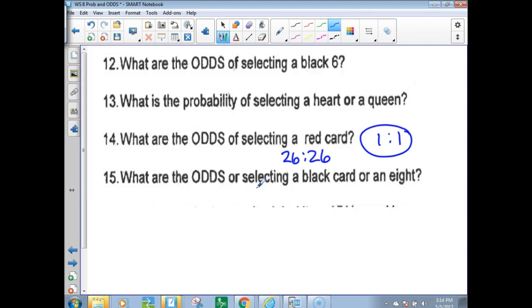And what are the odds of selecting a black card or an 8? Okay, there are 26 black cards, half the deck. Plus there are 2 more that are 8s that are red. So it's 28 to 24. And then I reduce that to 7 to 6.